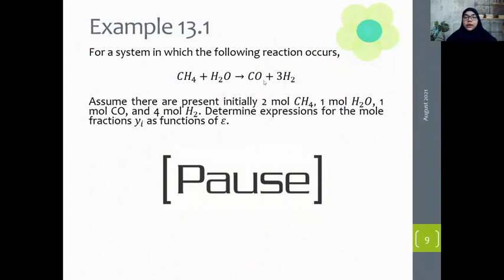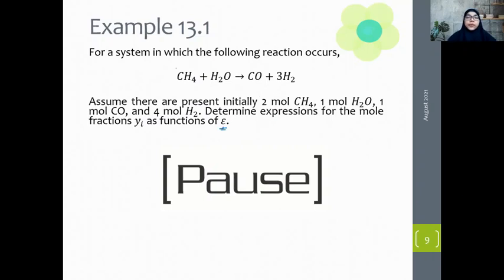You may try it on your own and then we can compare the answer. For a system in which the following reaction occurs, we have the same reaction as described in the previous example: methane reacts with water to produce carbon monoxide and hydrogen. Assume there are present initially 2 moles of methane, 1 mole of water, 1 mole of carbon monoxide, and 4 moles of hydrogen. Determine the expression of the mole fractions as a function of the reaction coordinate.